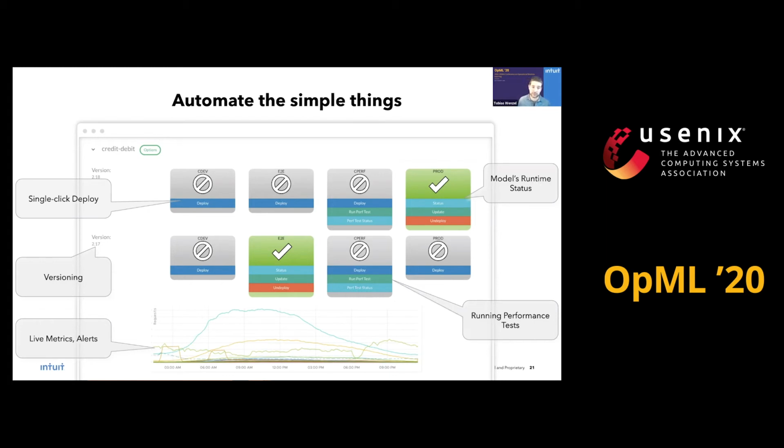We take care of versioning your model, and we provide live metrics that you can then use to create alerts. For example, how often is your model being called, or how long does it take for your model to respond, which you may want to alert upon. We also provide easy visualizations of how your model is doing in production, how it's set up, and what is currently happening.